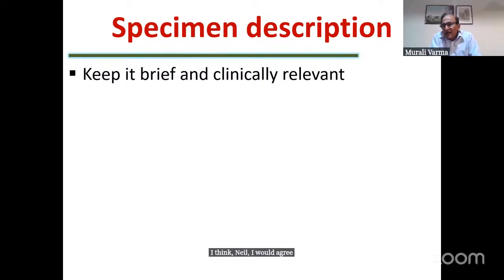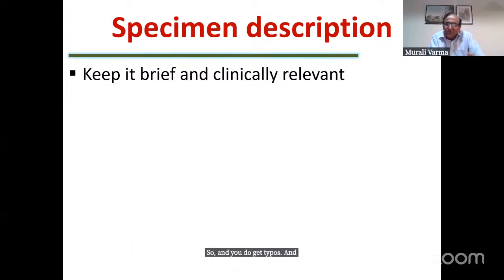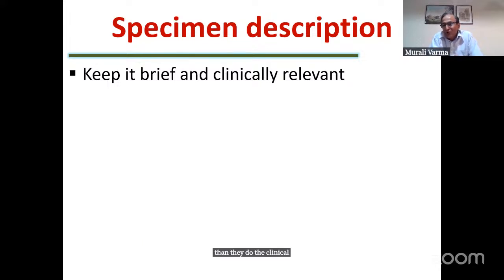And I think the other thing I would also add is that often the clinicians scrawl on the request form, and we are trying to decipher what they have written. And you do get typos. I also noticed that there is a tendency for pathologists to check the macro and micro more carefully than they do the clinical history. So more typos often slip through there. Now many of those typos are harmless, but some of those typos are significant.